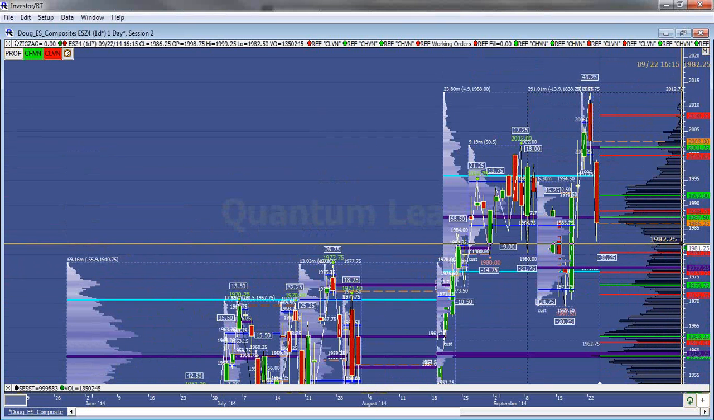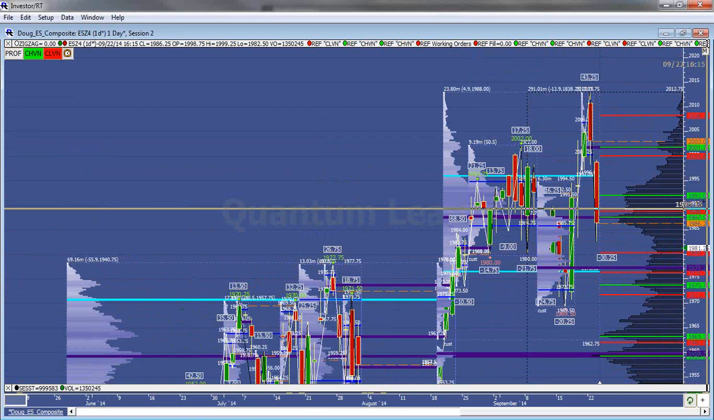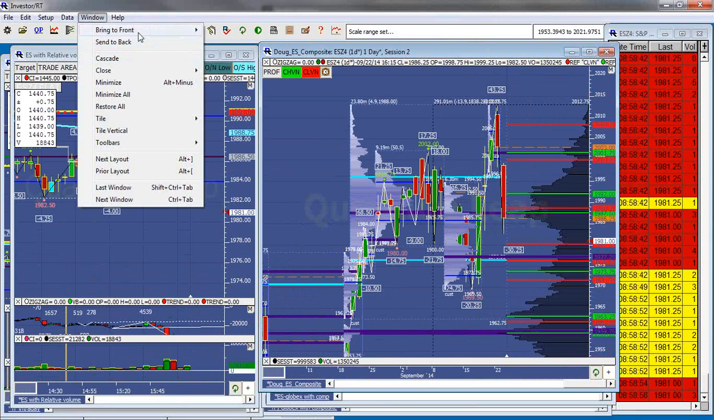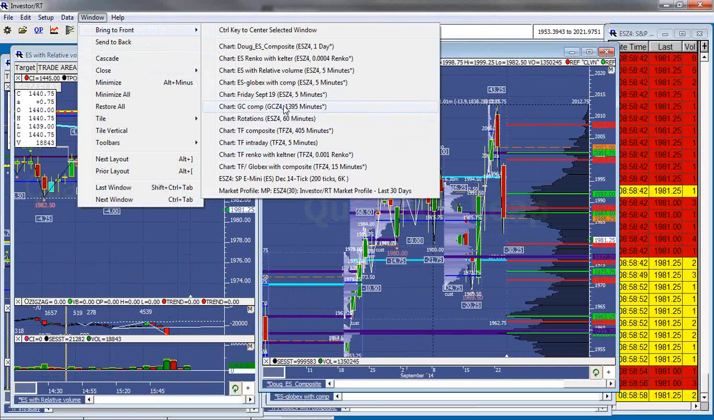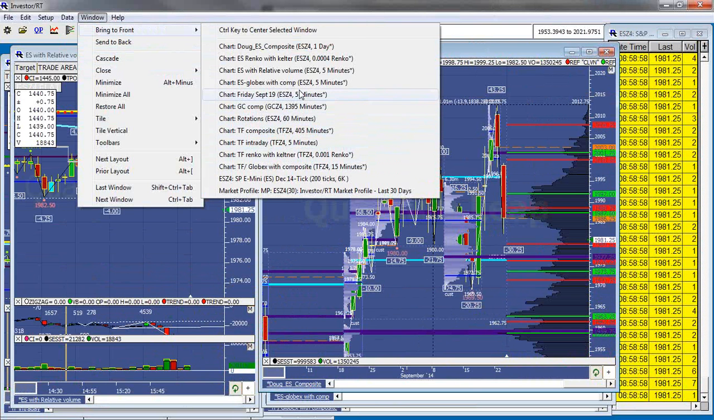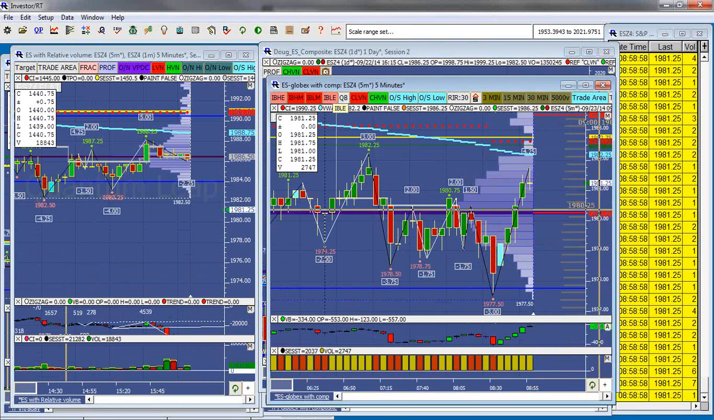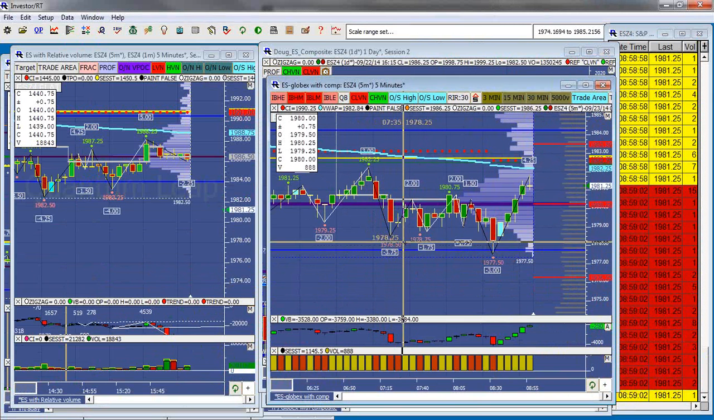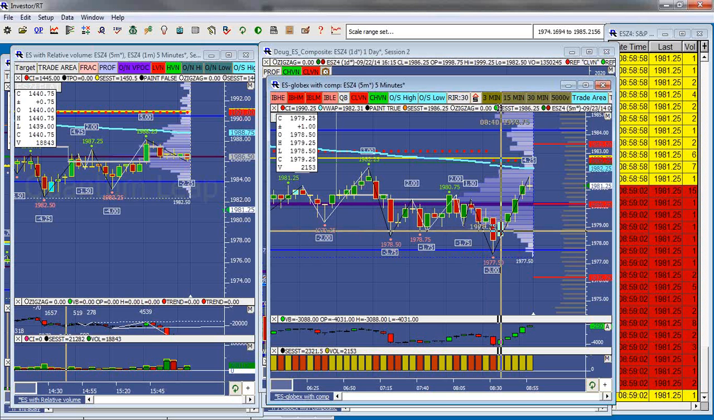If we can hold this 1980.25, then I'd be looking for the move up to 82.50. Now, there's two things I want you to look at at 82.50. If you look at the overnight, so let's go over to our Globex. Once we came down, first we had that low at 78.50, then they tested it again down here.